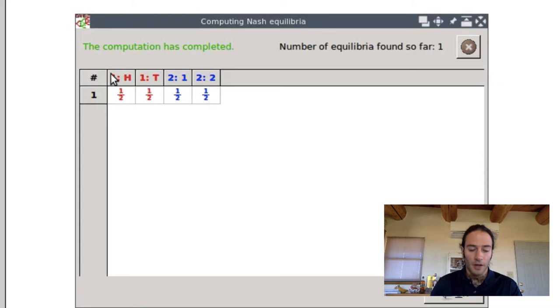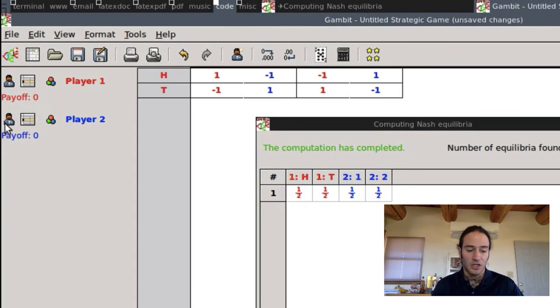It says player 1 picks heads with probability 1/2 and tails with probability 1/2, while player 2 does the same. So there we go. Gambit just solved matching pennies for us. And if you look over here, it gives the equilibrium payoffs. In expectation, they both get 0.